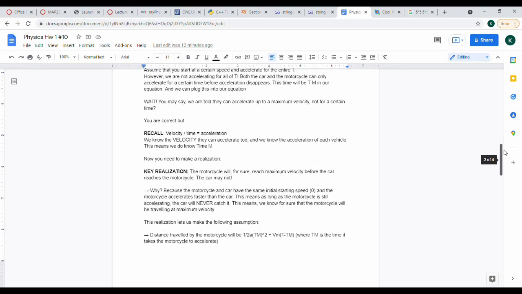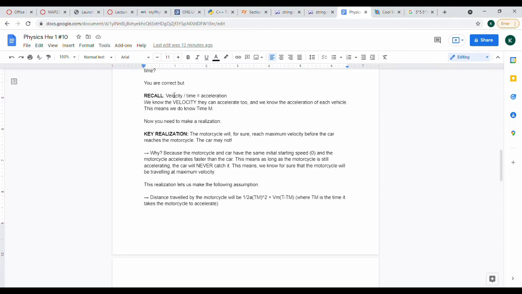Well, we really do, because we can find it. Recall that velocity divided by time is acceleration, or you may see it as dv/dt equals acceleration, or the derivative of velocity is acceleration. You can see it in a lot of different ways. Either way, velocity divided by time is acceleration. So we know what velocity they can accelerate to, and we know the acceleration. So we know v max, and we know acceleration. So we can find the time to reach maximum velocity pretty simply.